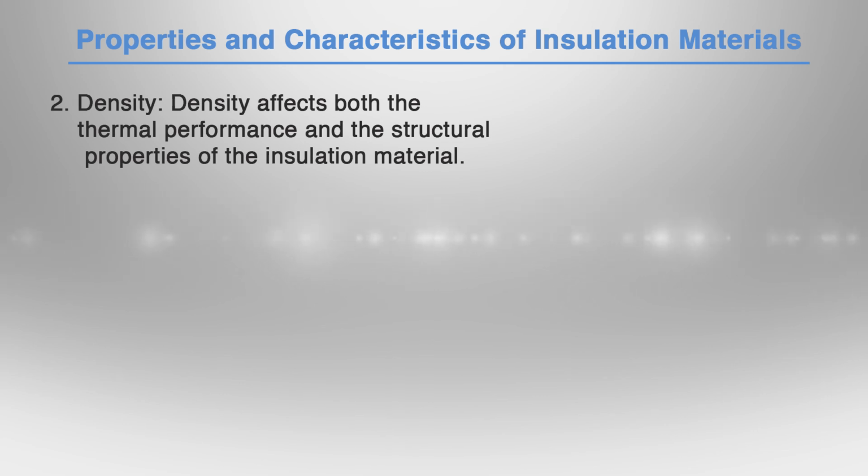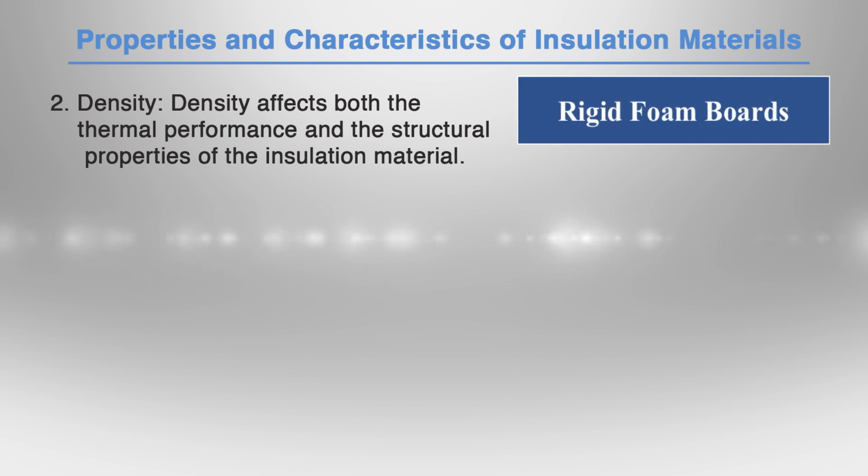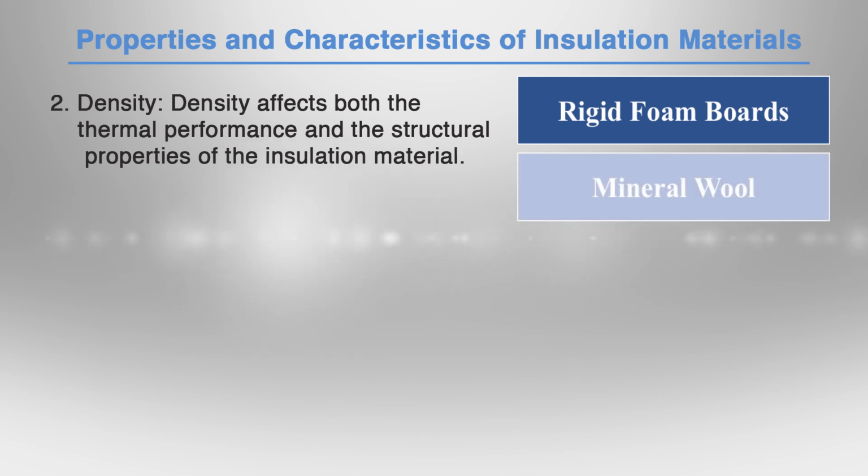Density affects both the thermal performance and the structural properties of insulation materials. Higher density materials usually provide better sound insulation and greater thermal mass. It is divided into some parts. First one is rigid foam board, known for its high density and structural rigidity. Second one is mineral wool, also relatively dense, providing good acoustic properties alongside thermal insulation.